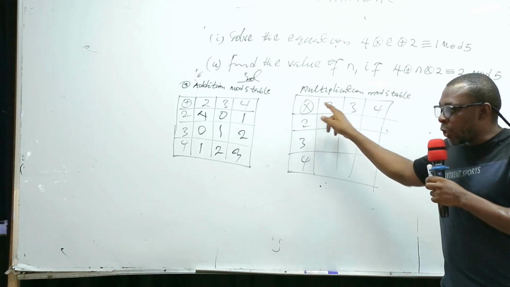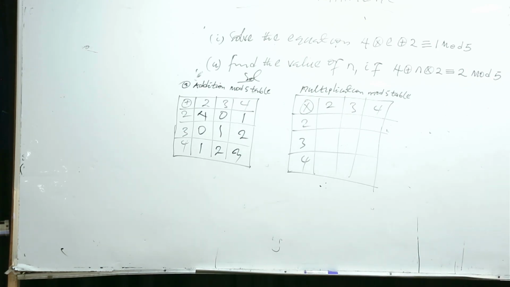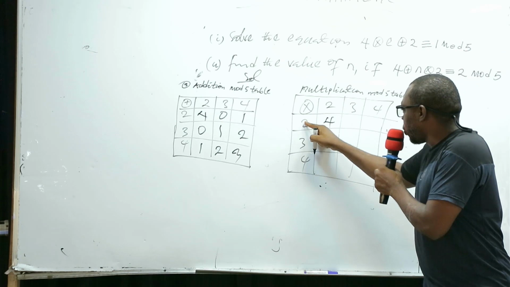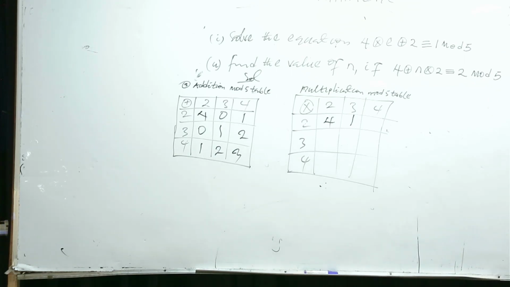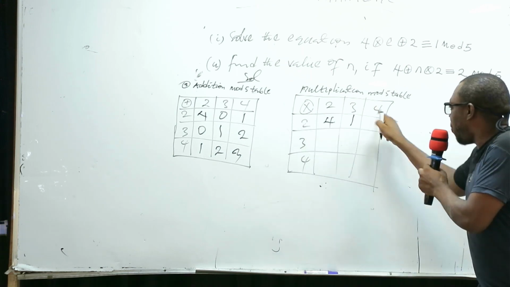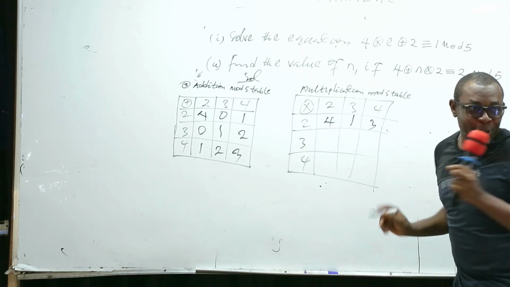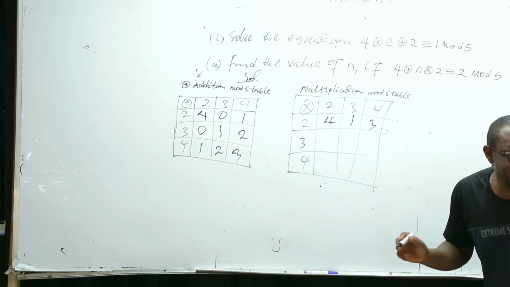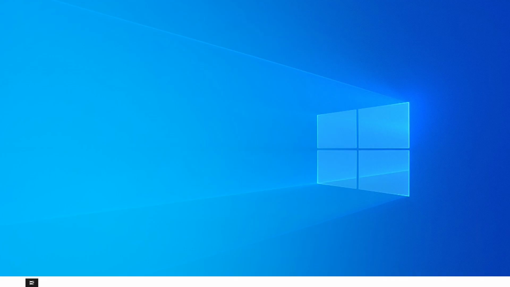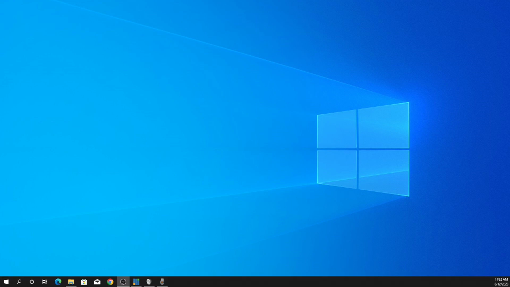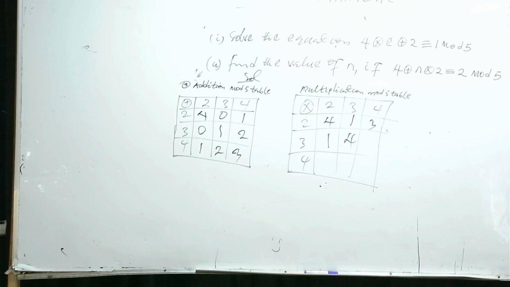Stand. 2 times 2. Will I write 4? Yes, it is 4. 2 times 3 is 6. I write 1, because it exceeds the modulo by 1. 2 times 4 is 8. I write 3. Continue. 3 times 2 is 6. You write 1. 3 times 3 is 9. I write 4. 3 times 4 is 12. Why will I write 2? It's more than the modulo. Please clap for this girl. Please sit down.